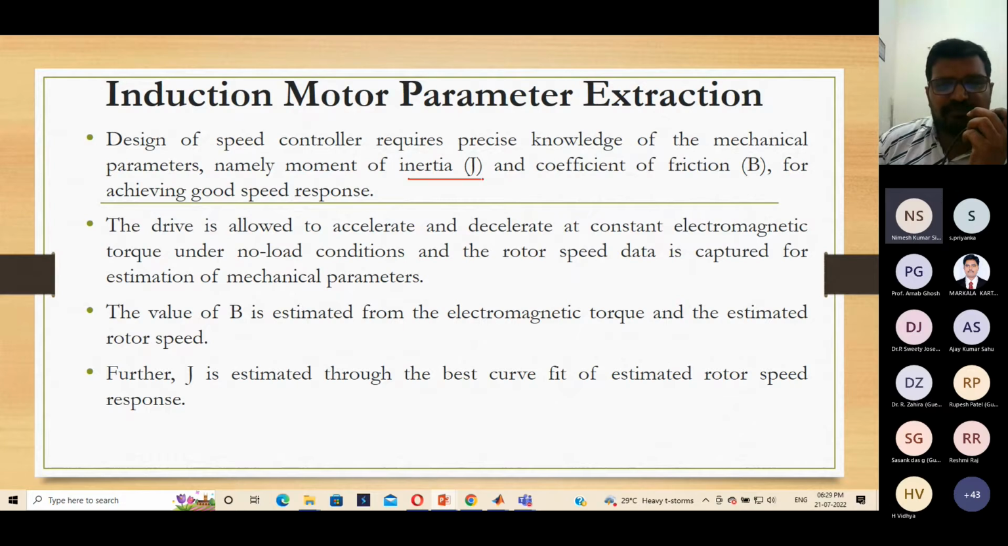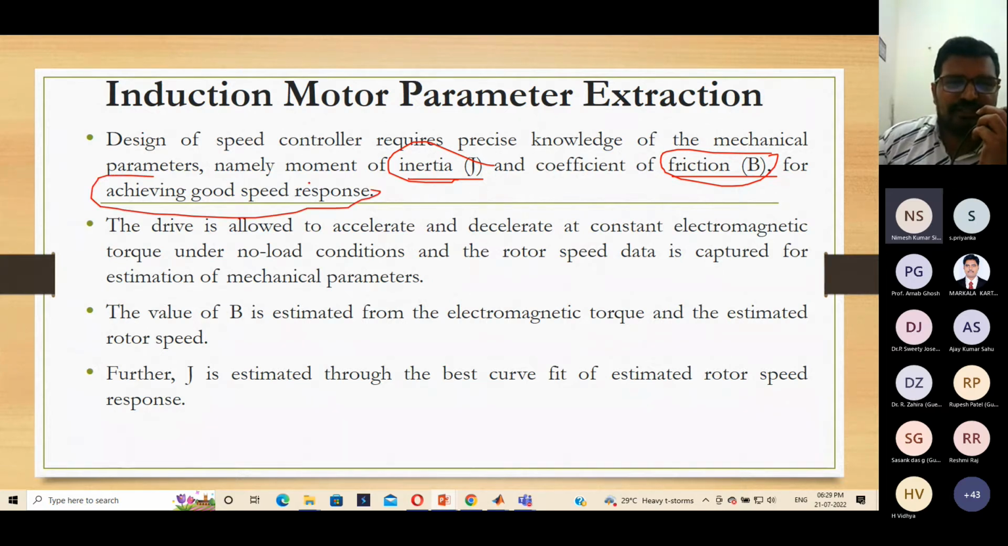Whereas the mechanical parameters, the moment of inertia and friction coefficient, have to be obtained before operating the induction motor. As we must be aware, J and B are the more crucial part in achieving a good speed response. So to achieve a good speed response, the values of J and B must be very accurate. So how can we estimate these values? There are various methods of estimation, such as the retardation test. I am discussing a simple technique to determine the values of B and J.